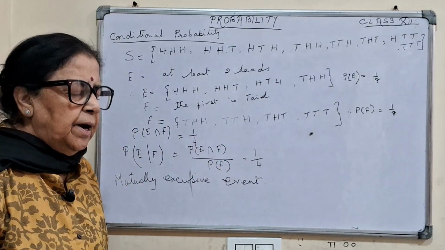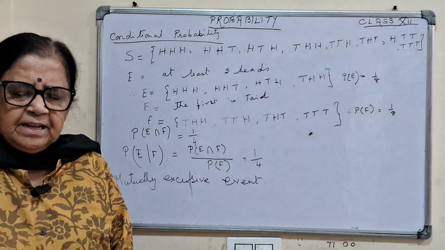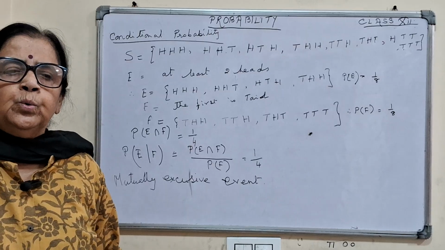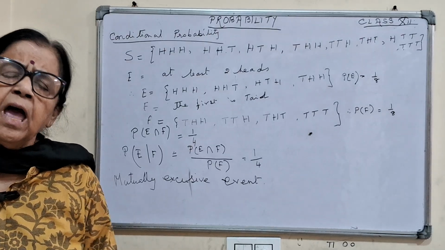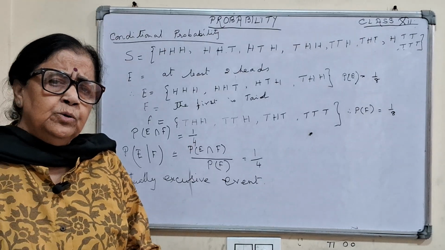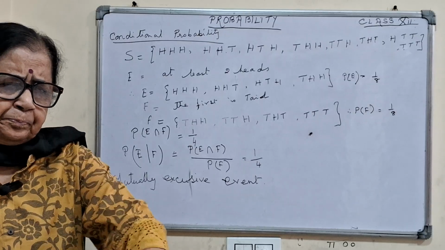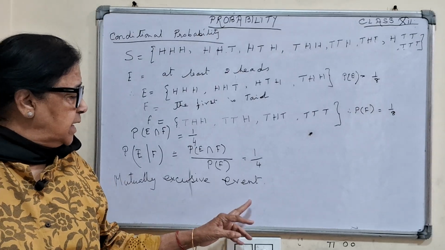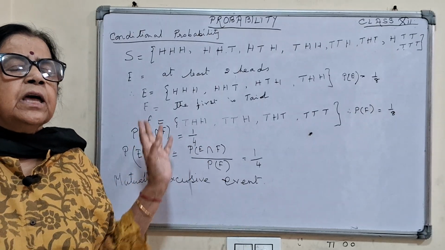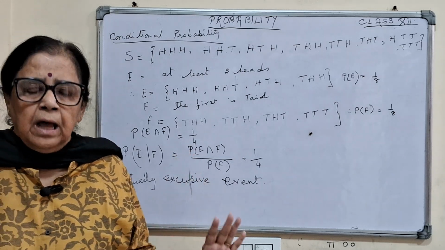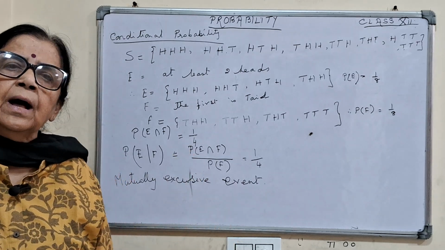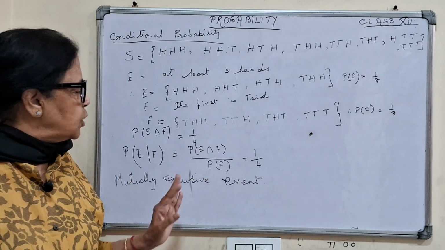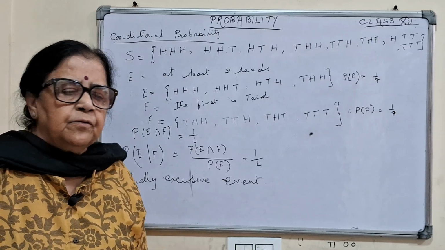Suppose when I throw a die, all the events, that is 1, 2, 3, 4, 5, 6, are mutually exclusive events. That is, if 1 comes, no other term will come. If 2 comes, no other term will come, and so on. Mutually exclusive events.